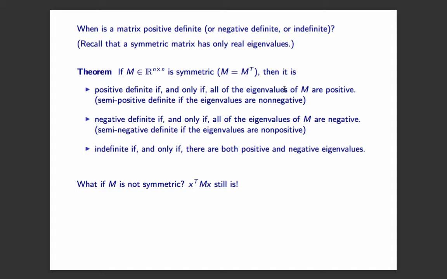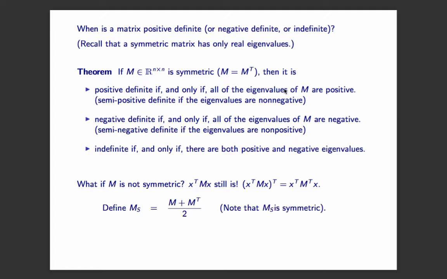Why is this useful? Because x transpose Mx is a real number, and the transpose of a real number is itself. What is the transpose? The transpose of that number, which is itself, is x transpose M transpose x.